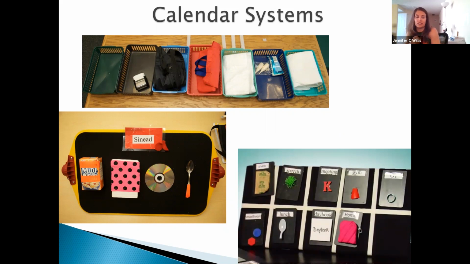And you can see this again can start at the top with more concrete, whole objects that we're using to let a child know what's going to happen, then moving down to more abstract symbols, if our child demonstrates to us that they have an awareness and understanding of those abstract symbols.